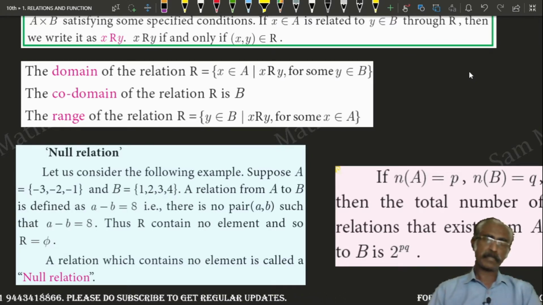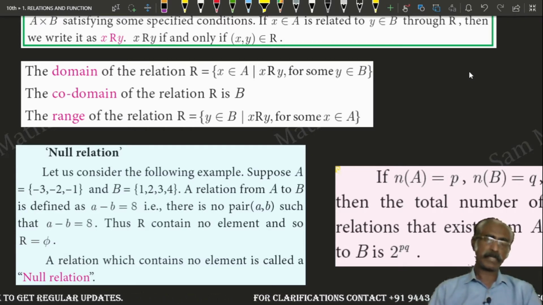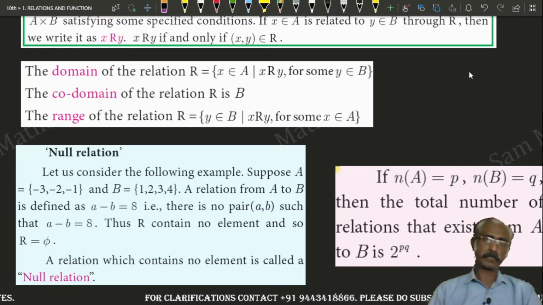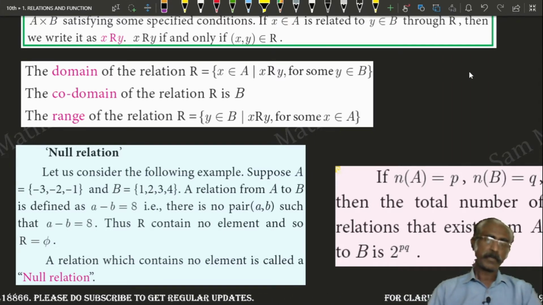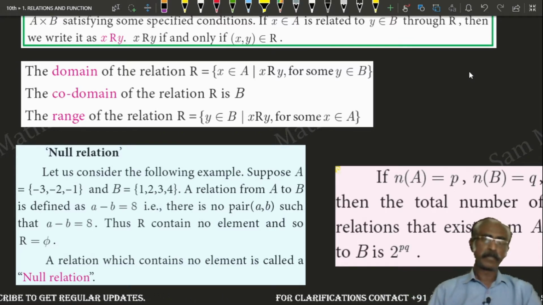Next is null relation. Let us consider the following example. Suppose A is equal to {-3, -2, -1} and B is equal to {1, 2, 3, 4}. A relation from A to B is defined as a minus b is equal to 8. It's very clear that a is from A set and b is from B set. You have to subtract it. It should be equal to 8. You take any choice from that. No pair will satisfy that condition.